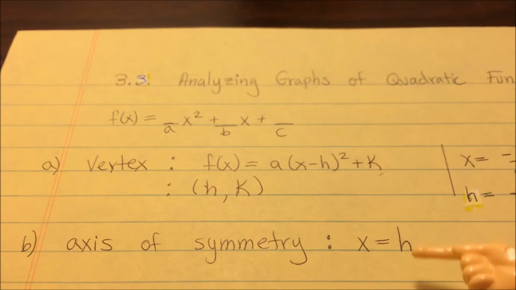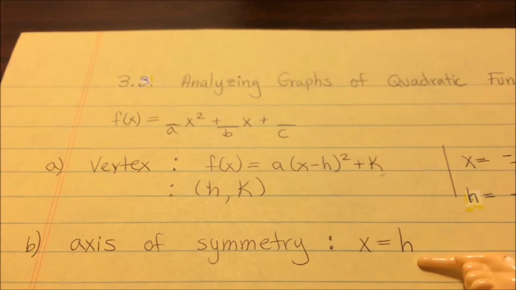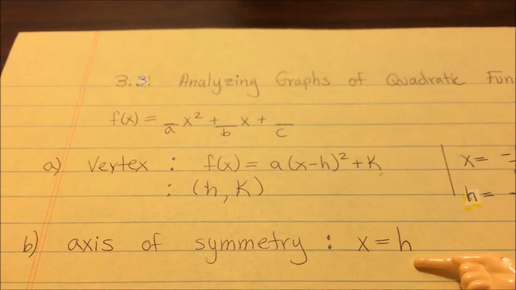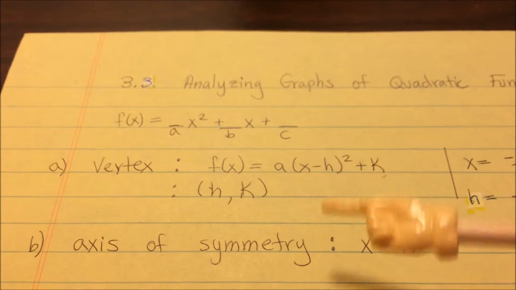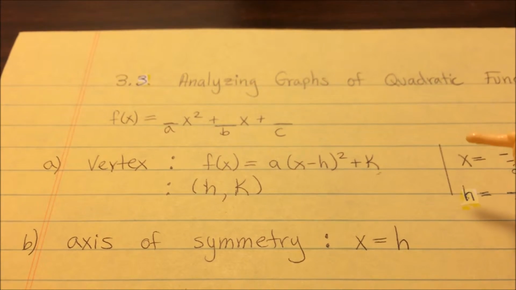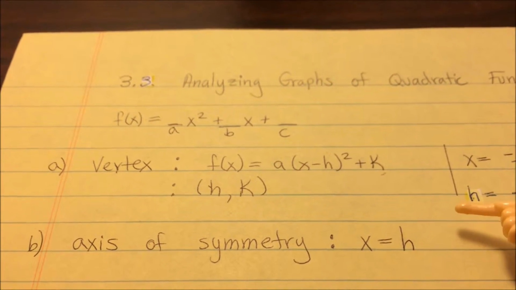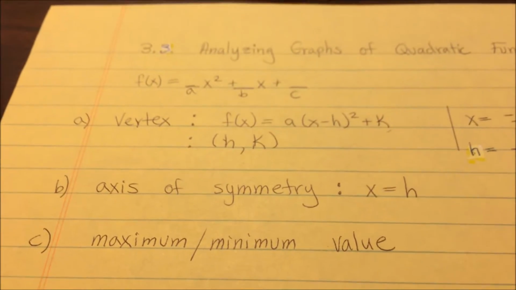So the axis of symmetry goes through the tip of the parabola and it becomes like the mirror line, saying that the left side of the parabola is a mirror reflection of the right side of the parabola. Okay? Then we have the max and min.